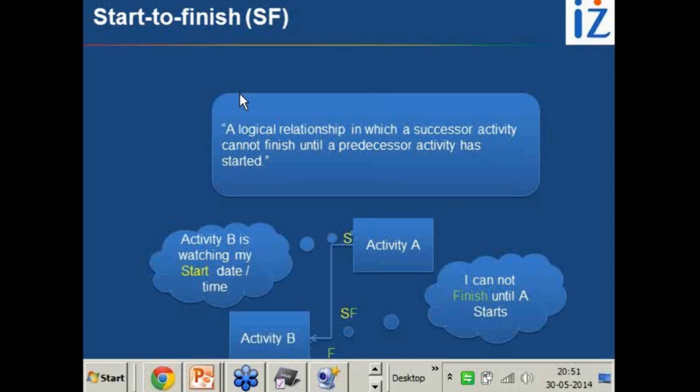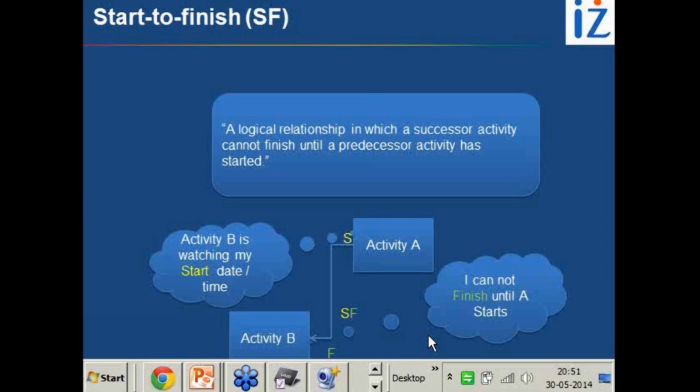Actually, crashing has no relationship with lead and lag, but let's talk about how lead and lag, fast tracking and crashing are related. So what is crashing? Crashing is when an activity is taking 10 days, and if we put more resources here, it can be finished in 5 days. That is called crashing. You are putting more resources without compromising any dependencies.